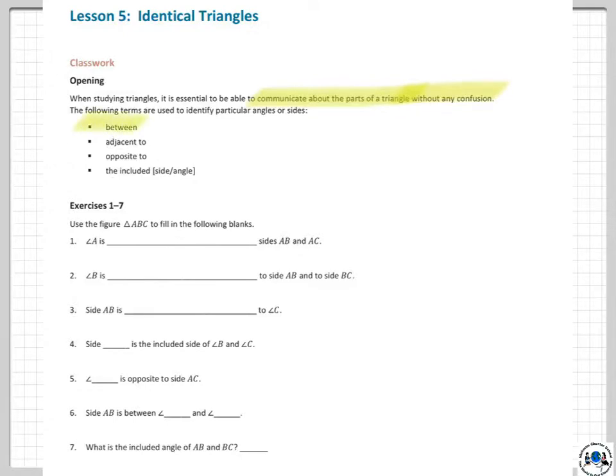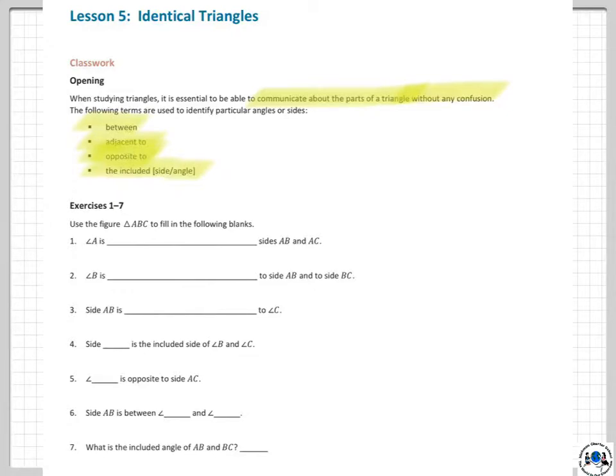Words such as between, adjacent to, and we've talked about adjacent angles, like next to one another, opposite to, and the included. That could refer to either a side or an angle. You're going to use figure triangle ABC to fill in the following blanks once I give it to you.